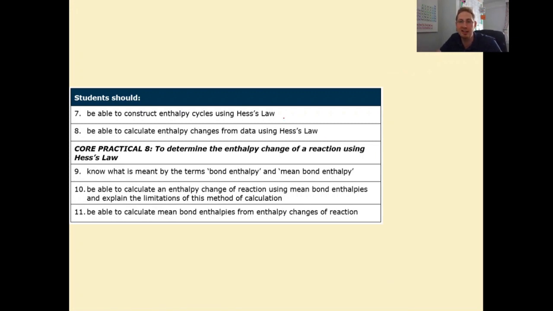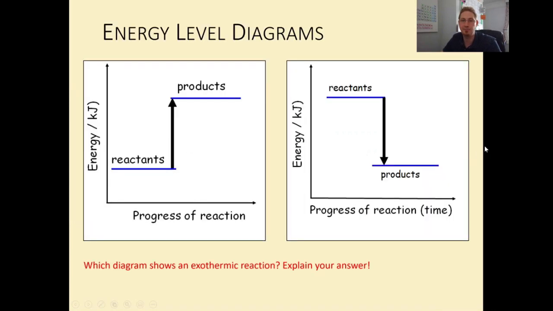Some of you are really still struggling to do this. Make sure you can. Calculating enthalpy changes from Hess's law: once you've got the cycle, most people are fine. Determine the enthalpy change of a reaction using Hess's law. Know the definitions of bond enthalpy and mean bond enthalpy. Calculate enthalpy changes of reaction using mean bond enthalpies, and calculate mean bond enthalpies from changes of reaction. This is very similar to what you did at GCSE actually.